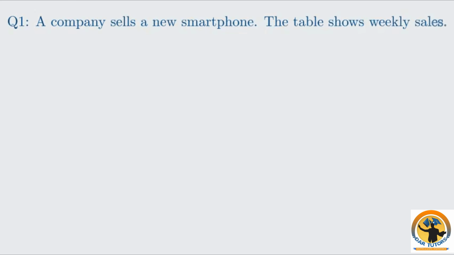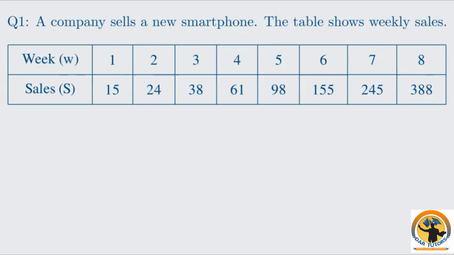Question 1. A company sells a new type of smartphone. The table below shows the number of smartphones sold each week for the first 8 weeks. We need to find the appropriate nonlinear model and use it to predict sales in the 12th week.